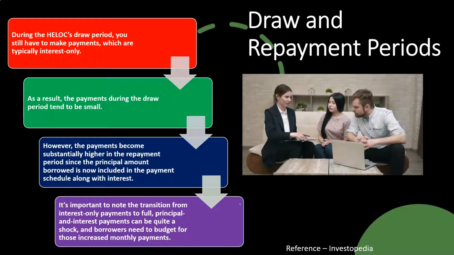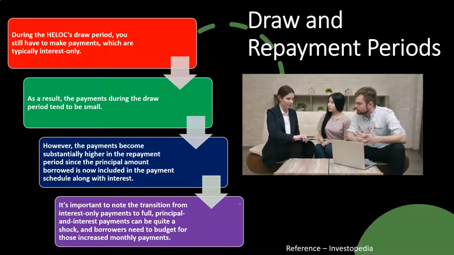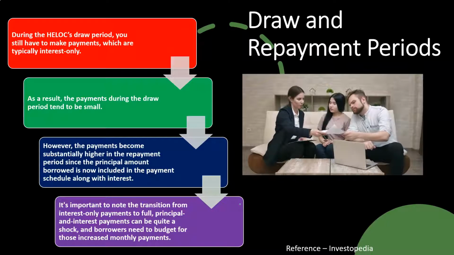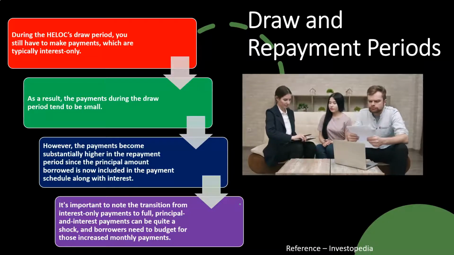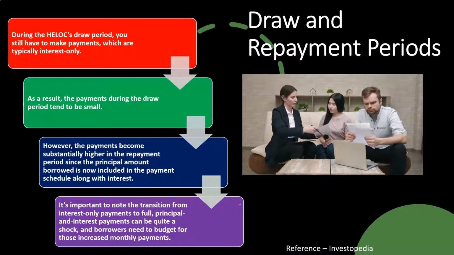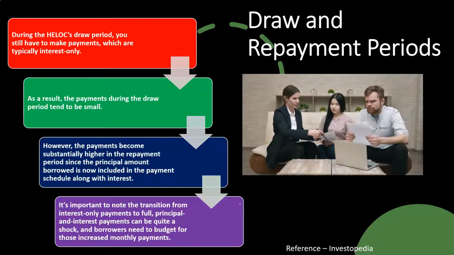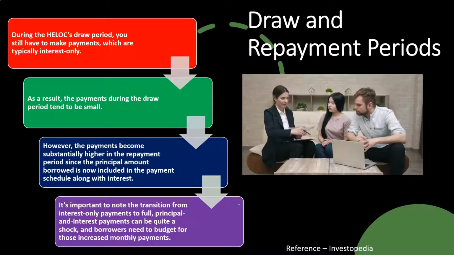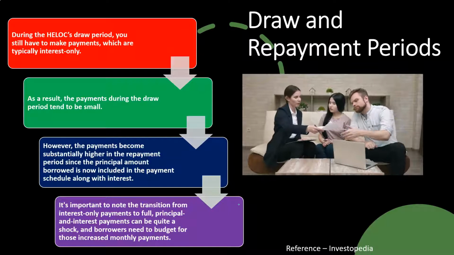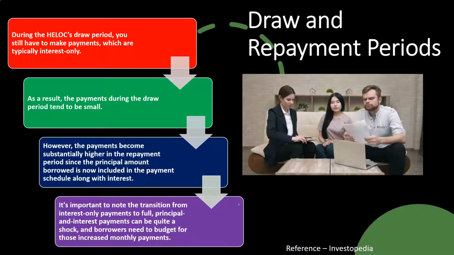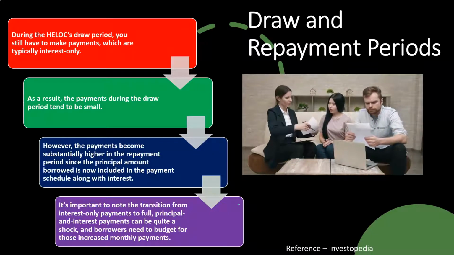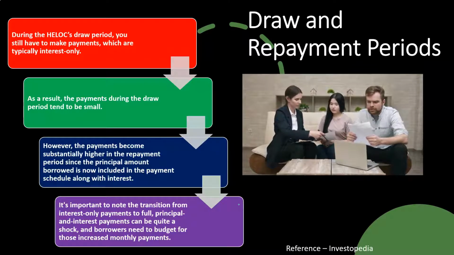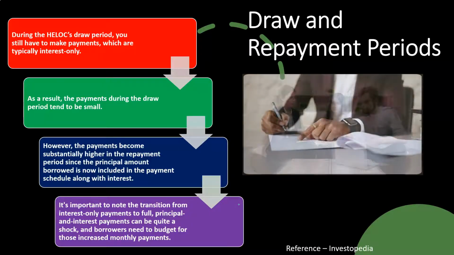So once you get into the repayment period, they're going to say you now need to start paying back not only the interest, but the principal, the actual loan itself, not just the rent on the money, the interest. Therefore, of course, the payments would be higher at that point to pay down the loan over the last 20 years of the payback period. So it's important to note that the transition from interest-only payments to full principal and interest payments can be quick and a shock. Borrowers need to budget for the increased monthly payment.